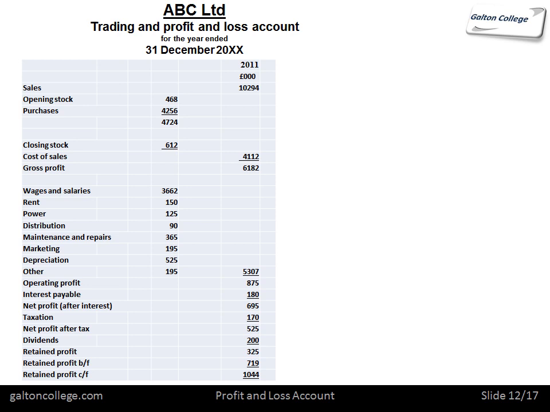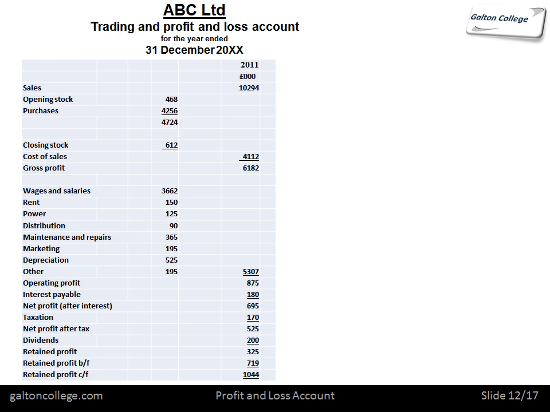Now we have to pay interest to the bank of, let's say, 180, so the net profit after interest is actually 695. Then we must pay taxes. We must always pay taxes, so it's 170. So the net profit after tax is 525.